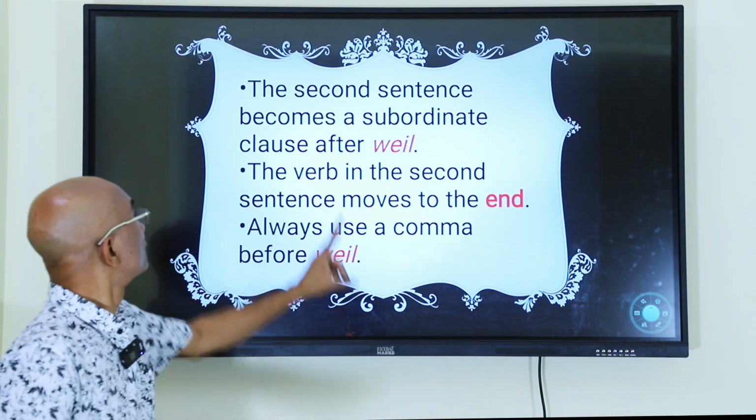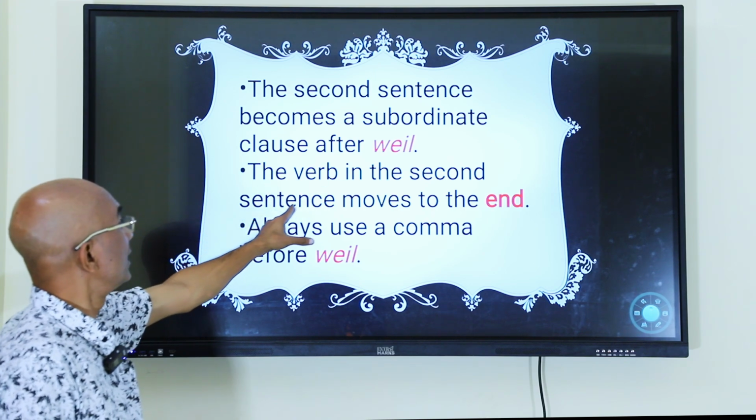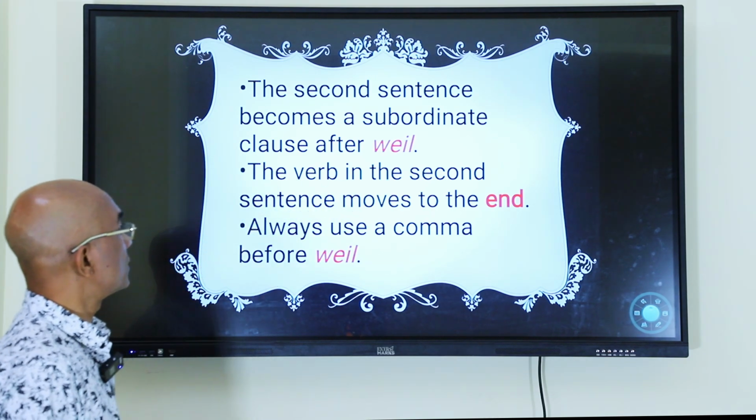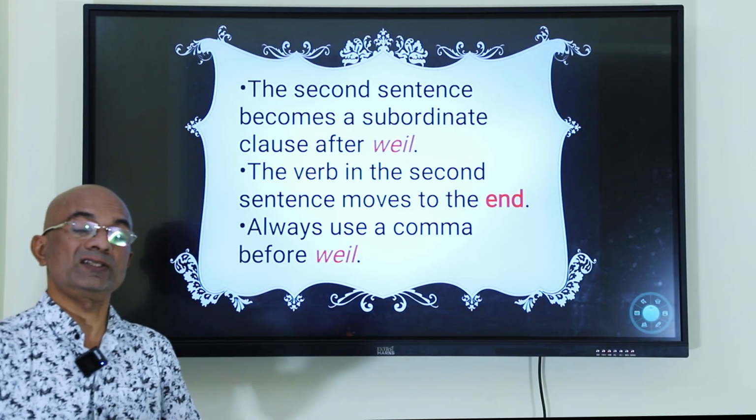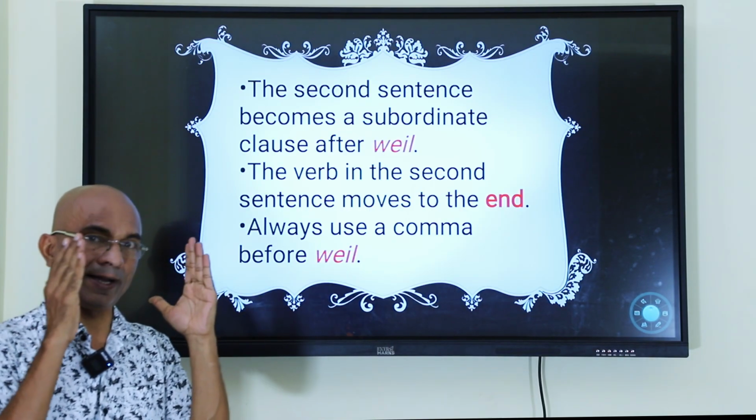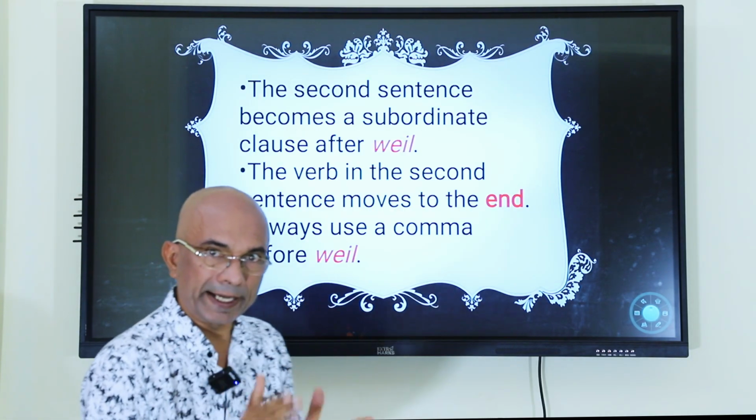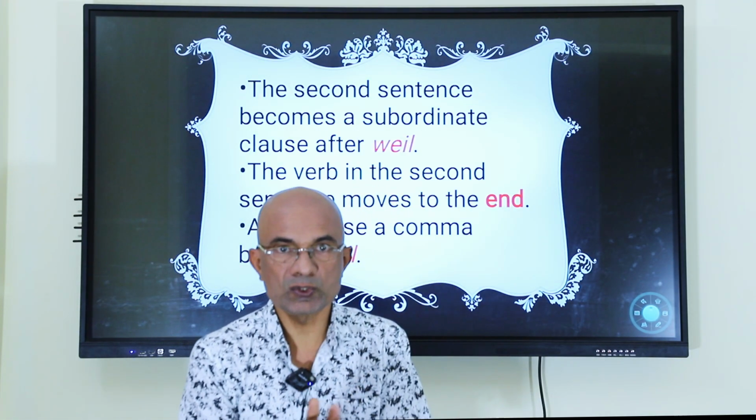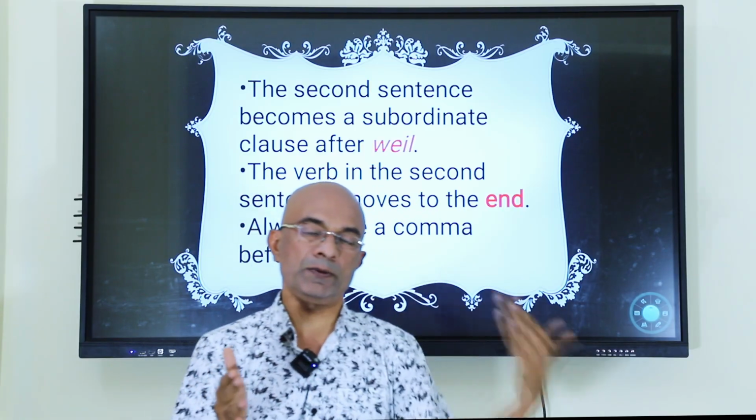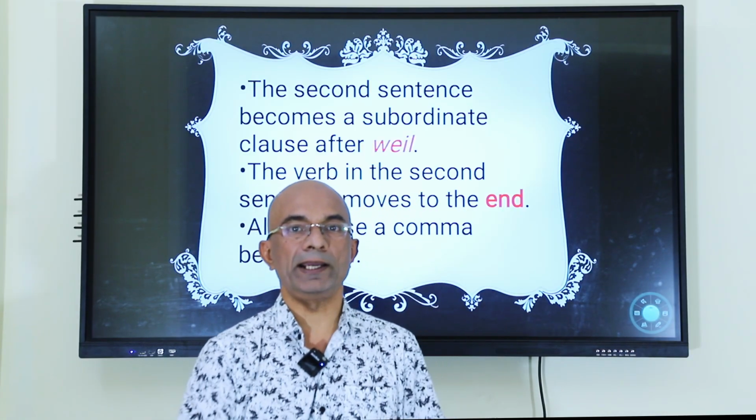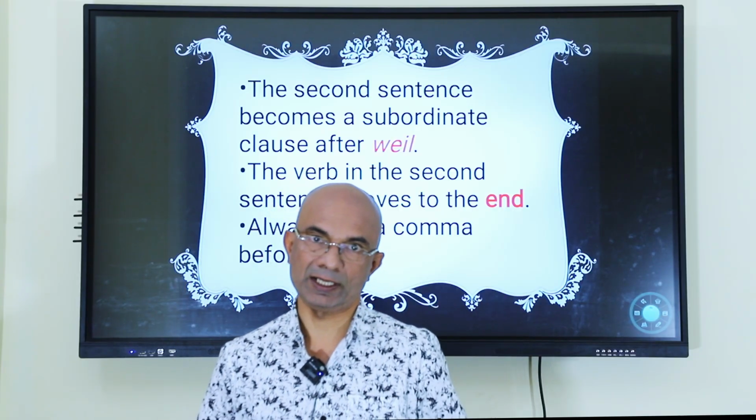So the second sentence becomes a subordinate clause. After "weil", the verb in the second sentence moves to the end. Always use a comma before "weil". In short, "weil" means because. And we can use "weil" in two ways: in the middle of the sentence or at the beginning of the sentence. Whenever we use "weil", the verb is at the end of the clause. Clear?